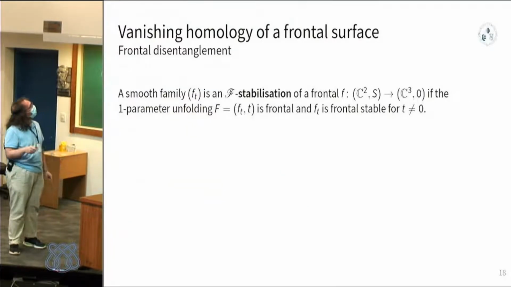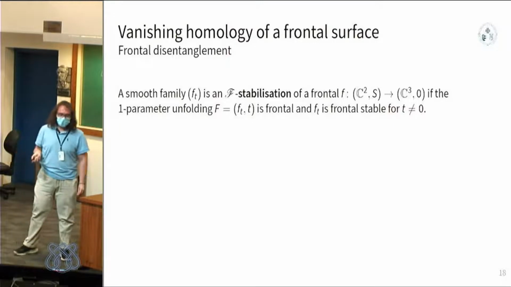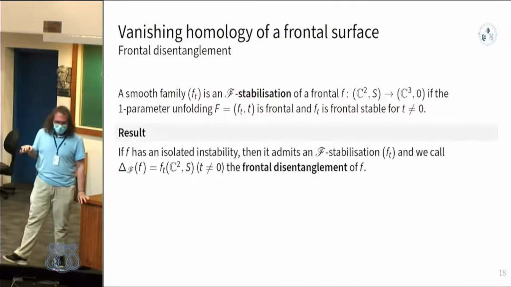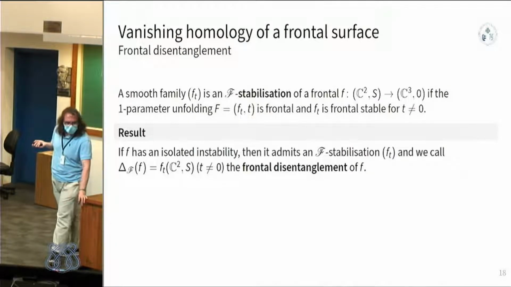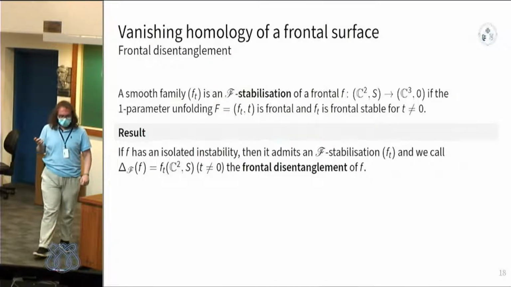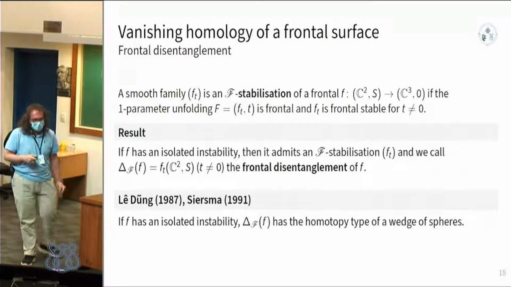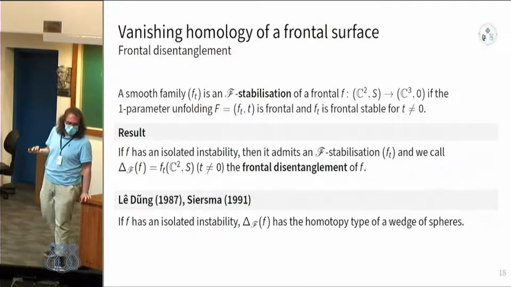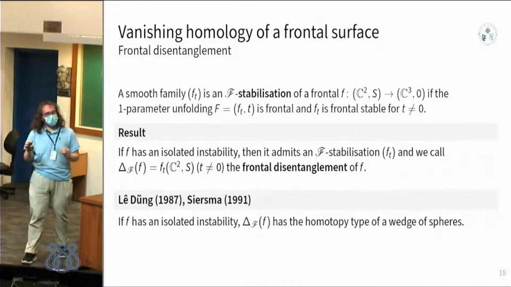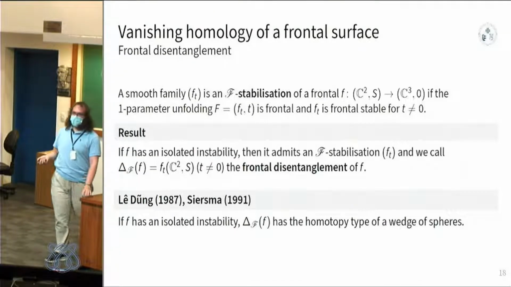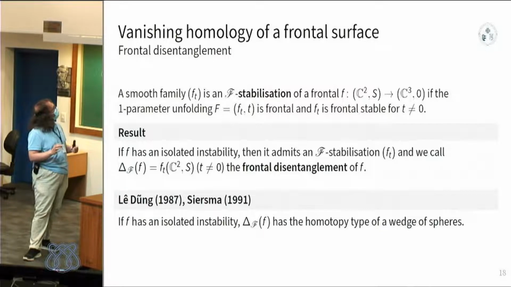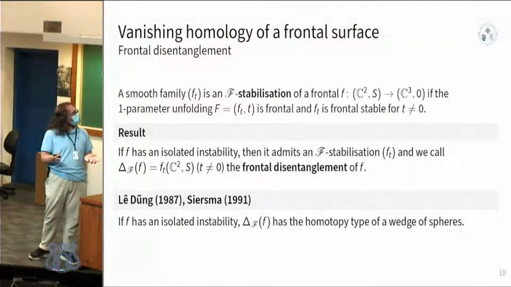Simply say that a smooth family is a frontal stabilization if it admits a frontal stable unfolding in one parameter. Oh, sorry, this is not a result, this is a definition. If it admits a stabilization, we call the image of the stable unfolding the frontal disentanglement. Now, a result proved independently by Ley and Siersma states that in this condition, this disentanglement, this image, has the homotopy type of a wedge of spheres.